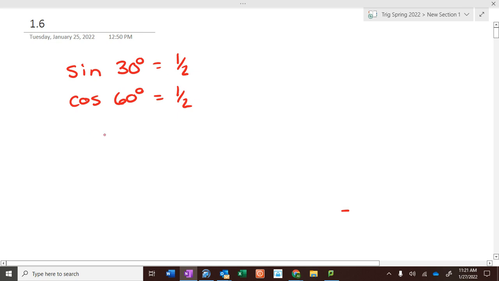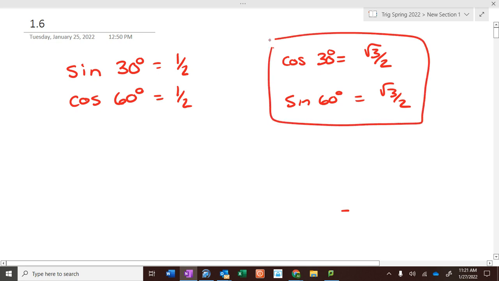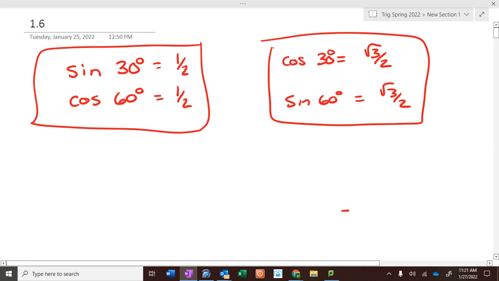Now, what is the cosine of, let's just go cosine of 30 degrees once. How about the sine of 60 degrees? Now notice, okay, these two have the same answers. These two have the same answers. Okay, so let's deduce something else.